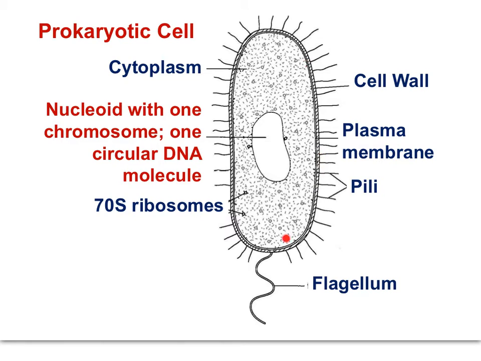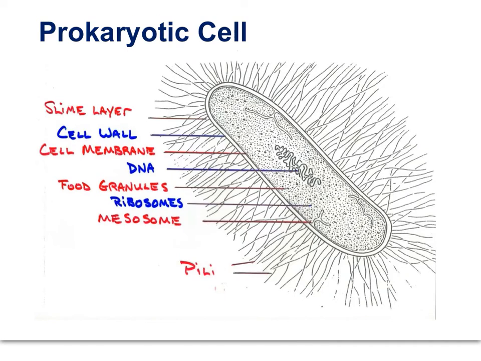The plasma membrane regulates what goes in and goes out of the cell. And the cytoplasm is a solution within which chemical reactions occur. Here's another image. What is the name of the region where the single loop of DNA lies in the cytoplasm? How large are the ribosomes? And what is the function of the pili?